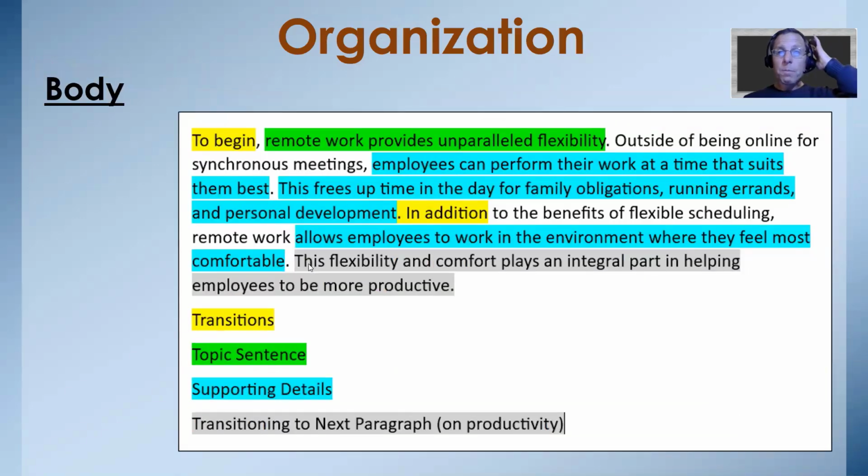So moving to the body of our essay, here we're going to discuss the first big idea, and we're talking about greater flexibility. So we've got a transition. This is where we're indicating to our reader that we're going to begin discussing our big ideas, and that's highlighted in yellow. Highlighted in green, we have our topic sentence.